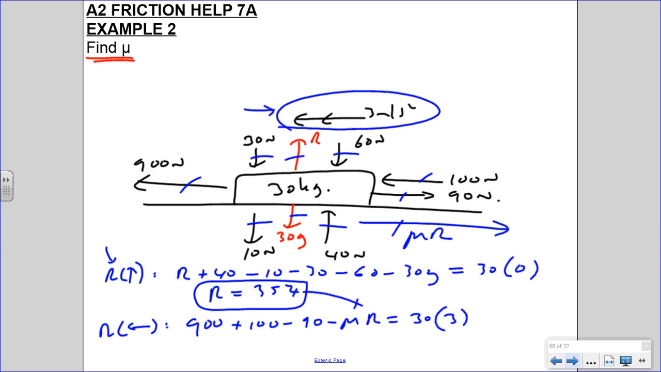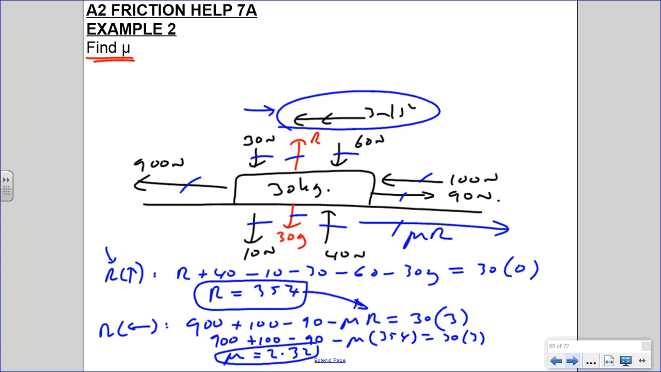We know what R is, we just found it. So 900 plus 100 minus 90 minus mu times 354 is 30 times 3. Rearrange, and we should get a mu value. I just made these numbers up, so hopefully it's something feasible. 354. So I've got a friction of 2.32, which, because I made the numbers up, that's why.